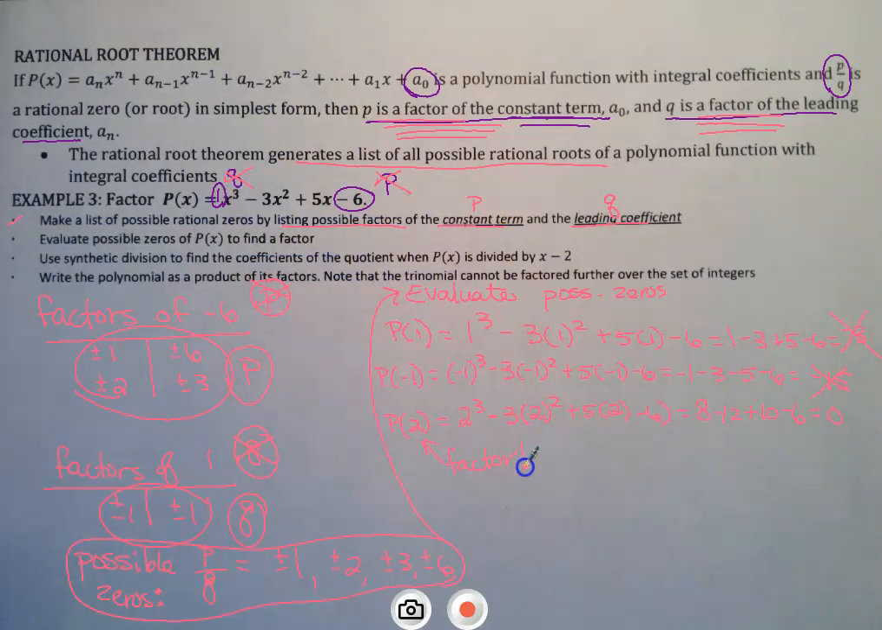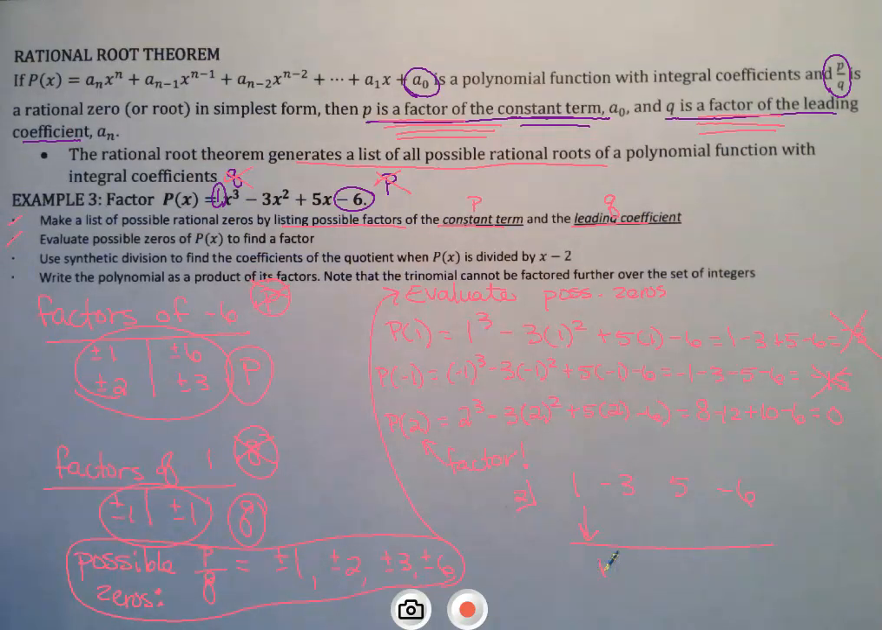Do we have to find if there's any other factors? No. Now we have to divide. That's the step, because it said we have to factor it. So we found a factor. Now that we have a factor, we know what to divide by. The good news is we can divide like it already has it. It's 2, because this was our factor. So then it's going to be 1, negative 3, 5, and negative 6.